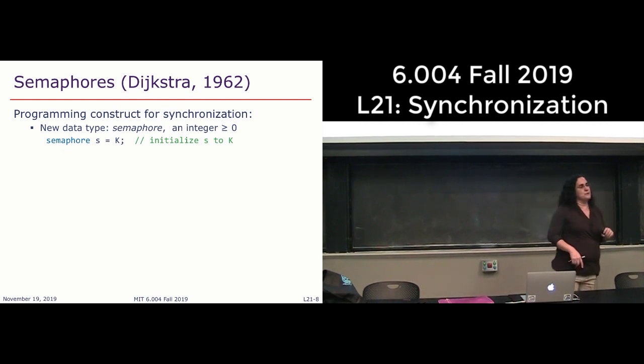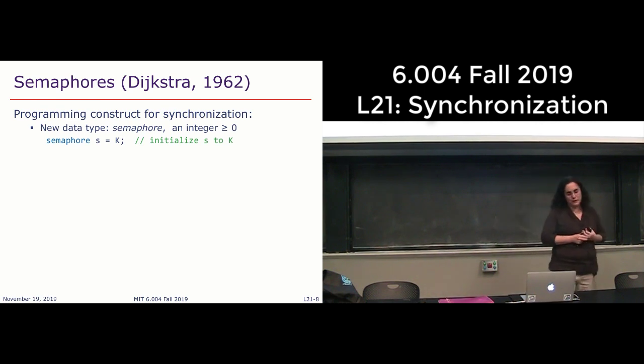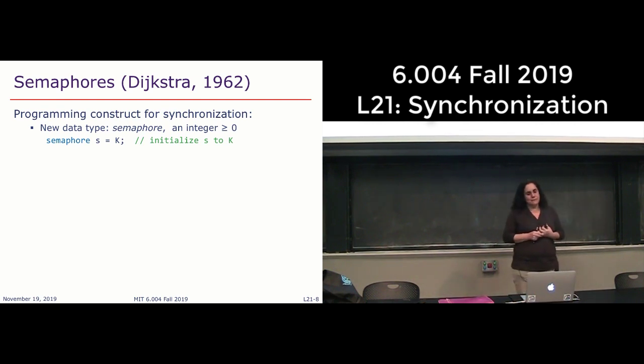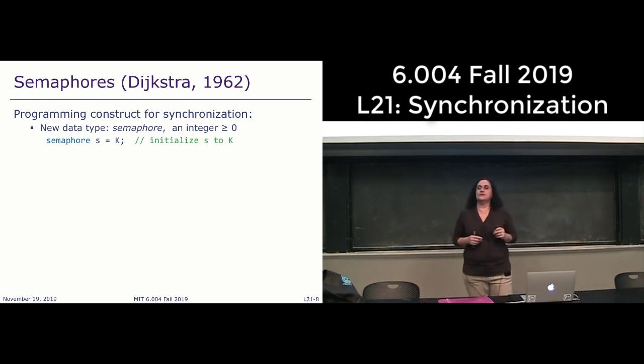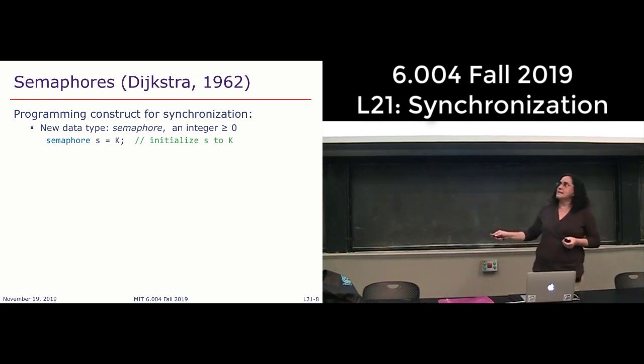Well, in order to do that, we need to have a new data type, which is called a semaphore. And this was first introduced back in 1962. And the way semaphores work is as follows. When you declare a semaphore, you set it equal to some integer that's greater than or equal to 0. Okay, so in this example, we're setting our semaphore s equal to k. So we're initializing it to the value k.